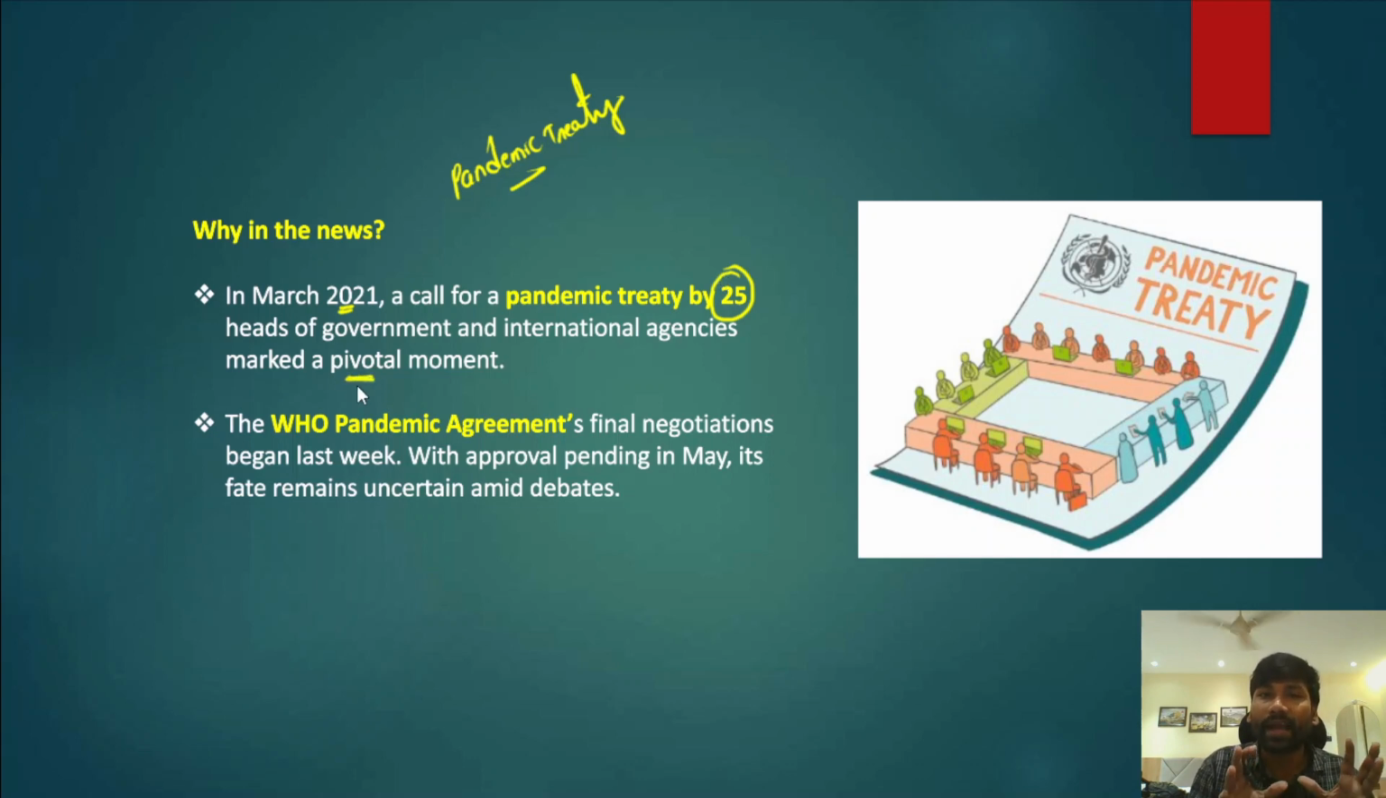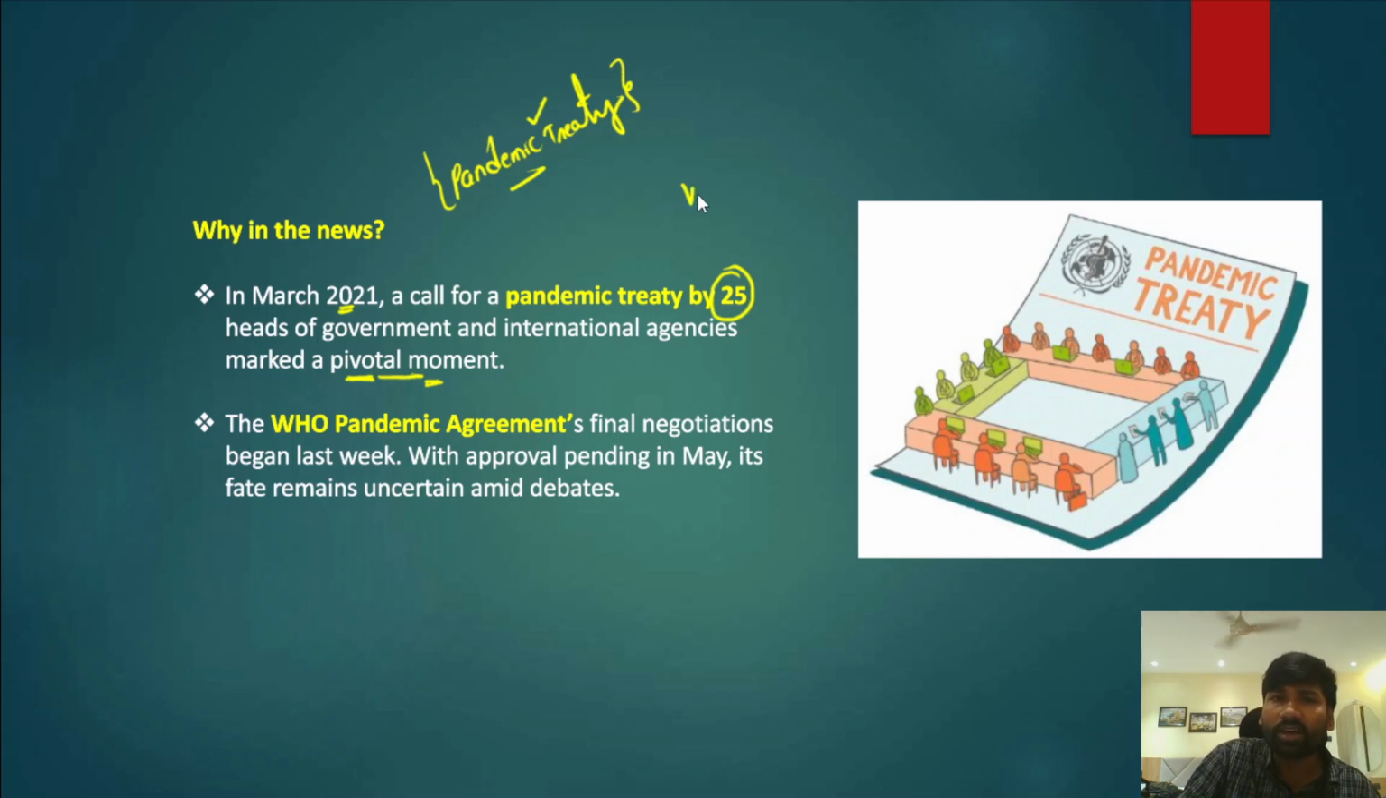Okay, so they are actually calling for establishing a pandemic treaty, and this has marked a pivotal moment, particularly because there was a global effort aiming to establish a pandemic treaty at the global level that could deal with future pandemics. We can say it is a pivotal moment because so far we do not have any such overarching framework to deal with pandemics.